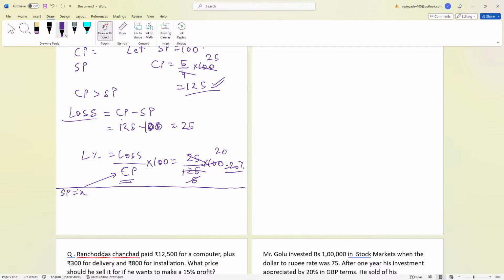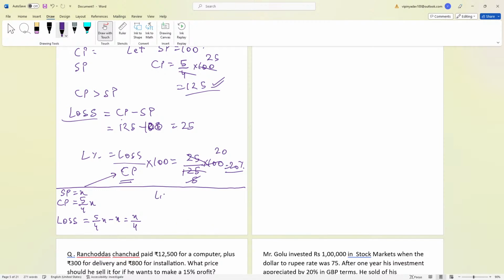Now, if I take the selling price as X, what will be the cost price over here? It will be 5 by 4 times of X. Again, the same formula we can apply over here. Loss equals cost price minus selling price. That is 5 by 4 X minus X. If you calculate, you will get X by 4. After taking the LCM, it will be 1 by 4 X or X by 4.